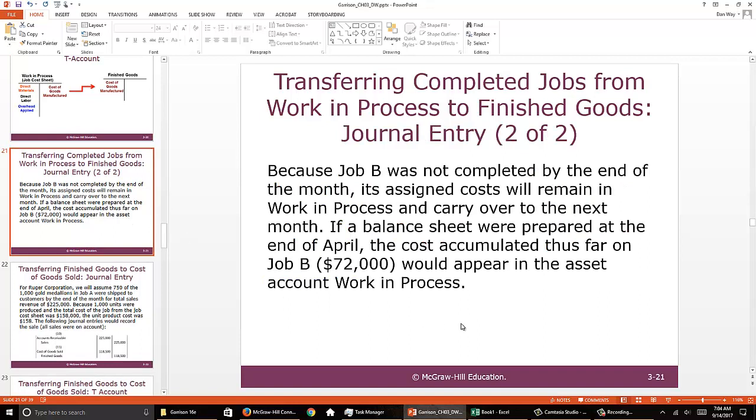So let's go back to Ruger here for a minute. Because job B was not complete by the end of this particular month, we have its assigned cost still sitting in work in process and moving over to the next month. So if a balance sheet were prepared at the end of April, we just want to note here that the cost accumulated for job B, the $72,000, would appear in that work in process account on the debit side. Again, work in process is an inventory account, which is an asset account. So we'd see that reflected on the balance sheet.